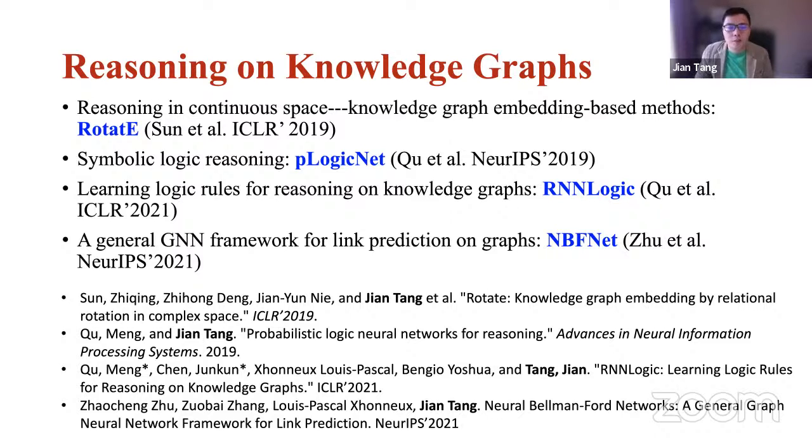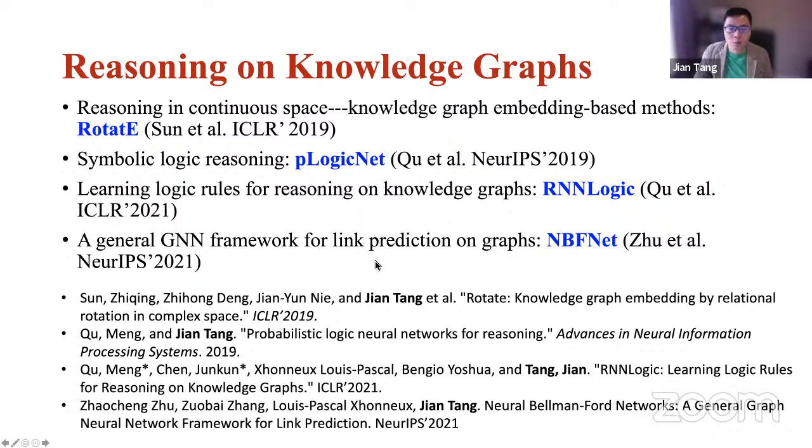So I think a big advantage of using logic rules for reasoning on knowledge graphs is that they are interpretable, right? They tell you why you make this prediction, because they tell you the path, the logic rules, used for making the prediction. This is some work we've been working on in this space, and very recently in this year's NeurIPS, we also developed a very general graph neural network for link prediction on any kind of graph.